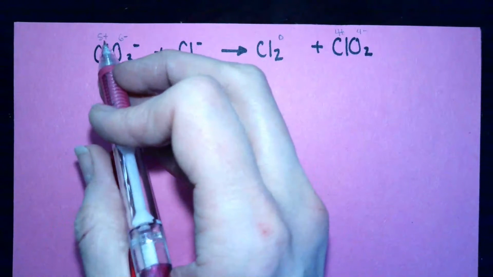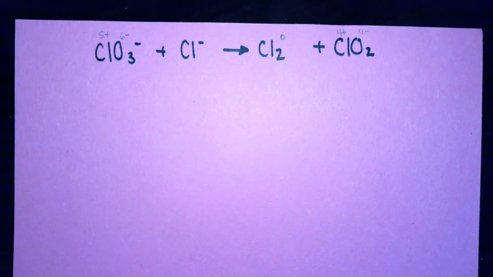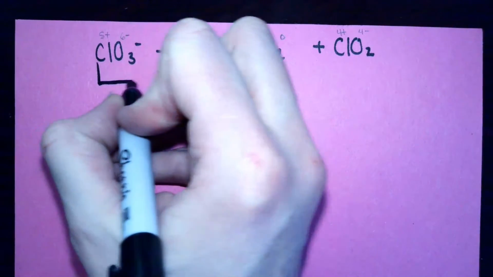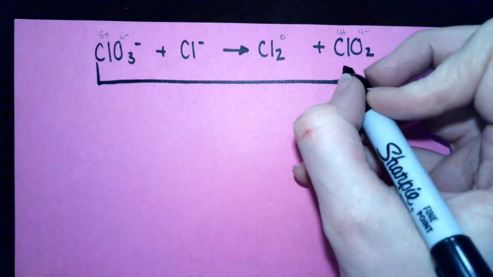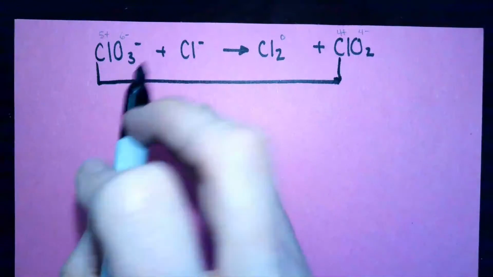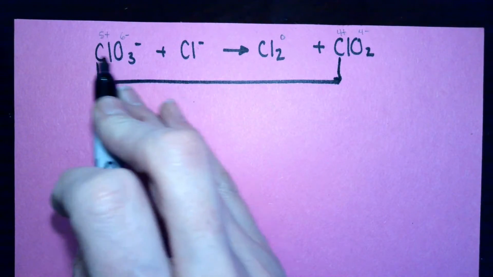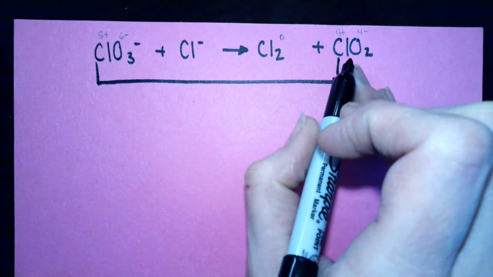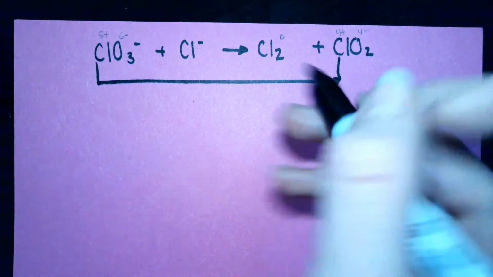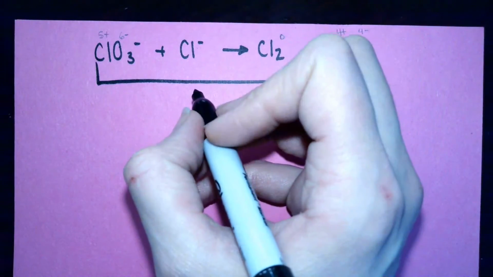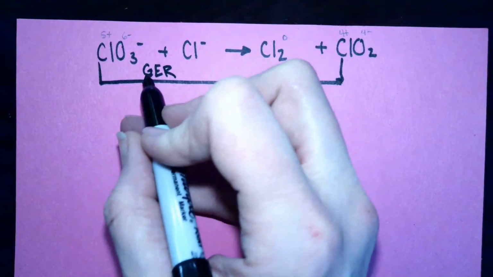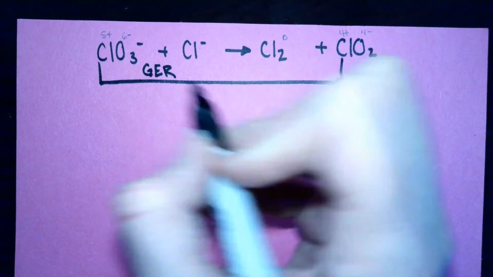Alright, so then we're going to look at the chlorine. It goes from a 5 plus to a 4 plus. So you're going to ask yourself, did it lose electrons or gain electrons? And the reason I know I'm looking at the perchlorate and the chloride is because it's essentially the same compound, just changing. It's being reduced. So we're going to say GER, because it gained electrons, therefore was reduced.